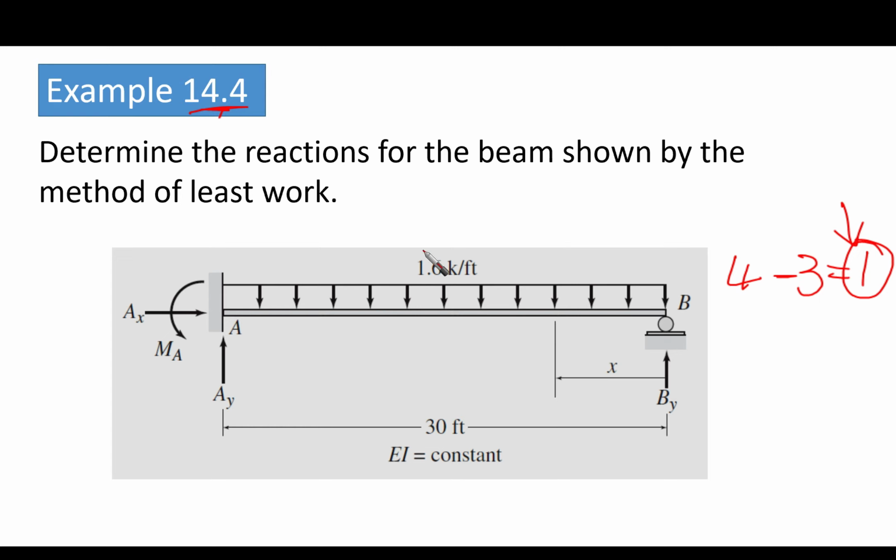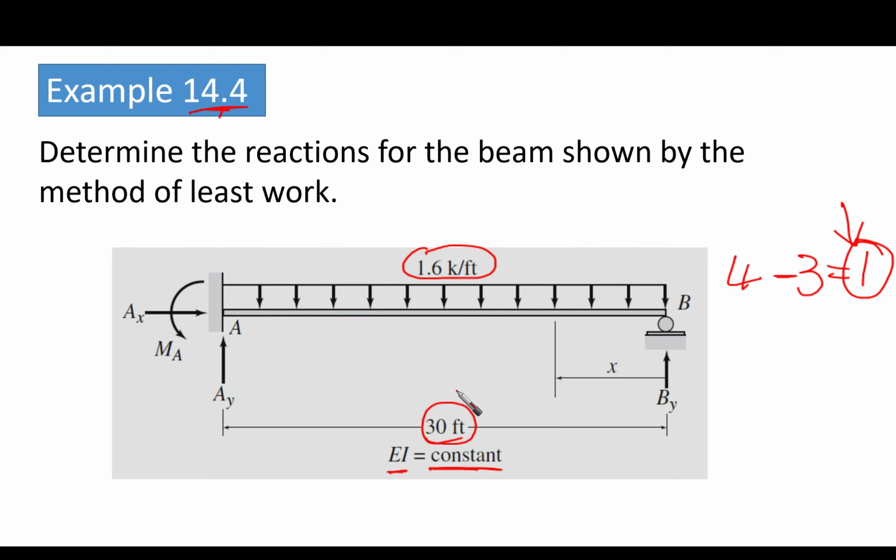The distributed load here is 1.6 kips per foot. The distance is 330 feet from A to B. We have EI constant along this beam. We are going to talk about this X shortly because we are going to choose our redundant to be BY.